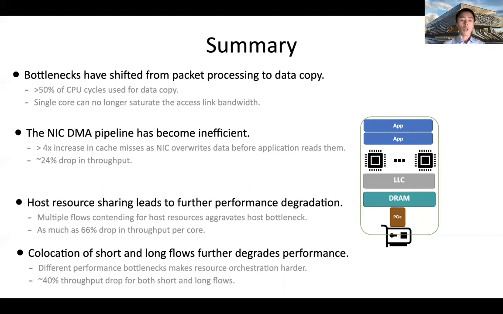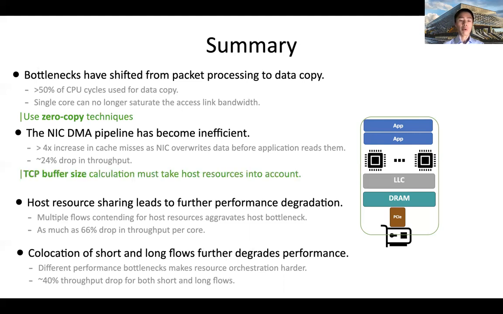In summary, our study has four key takeaways. First, data copy is the primary bottleneck for high-speed networks, and we need to design effective zero-copy mechanisms to alleviate this bottleneck. Second, the NIC DMA pipeline has become inefficient. TCP buffer size calculation must take host resources, like L3 cache and packet processing latency, into account. And we need to rethink the design of the host network stacks as well as host architectures in order to improve the DMA pipeline.